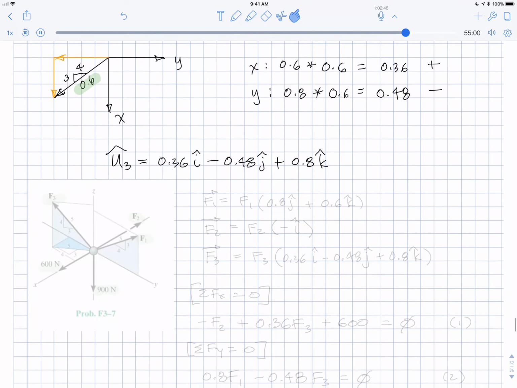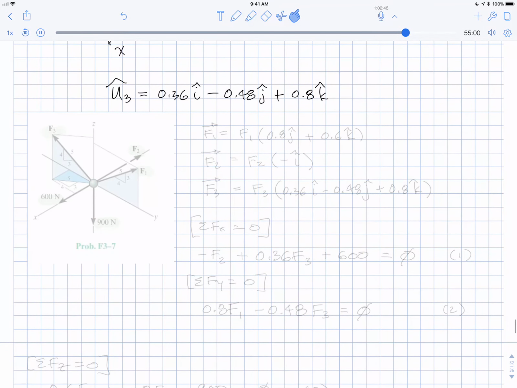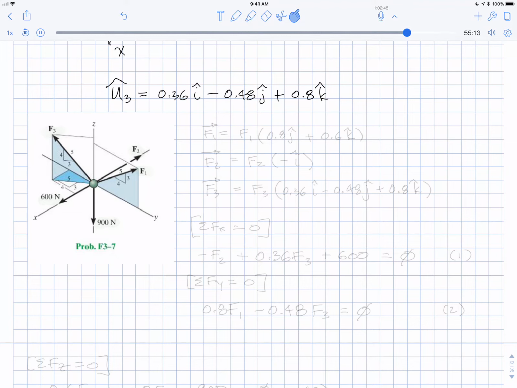Let's go back to what we were doing. Here's the original picture of the problem with F1, F2, and F3, along with that 600 Newton and 900 Newton force. Let me also write down F1, F2, and F3 in their unit vector form. So here they are. Paste them right in, F1, F2, and F3. I'm back in my office now, so there's no more road background noise.